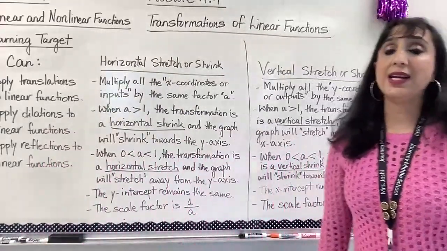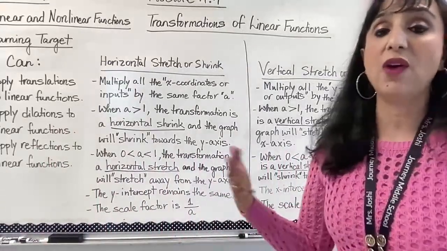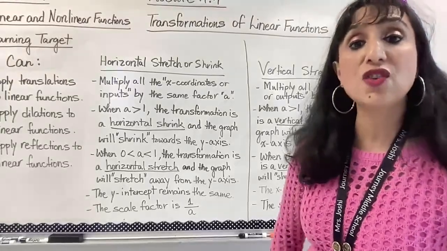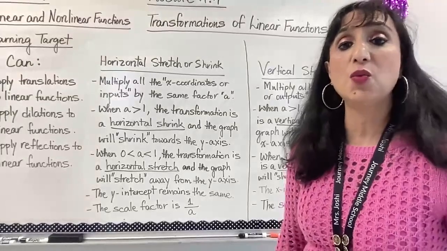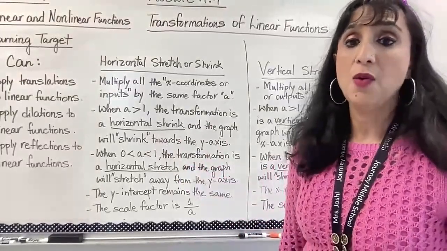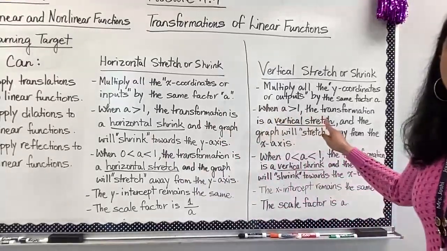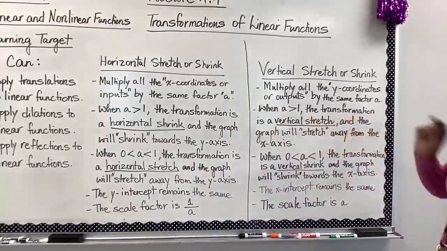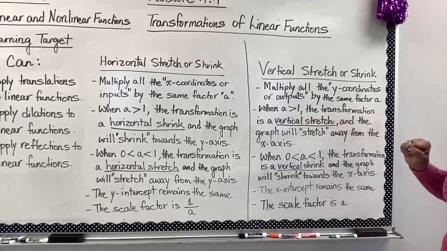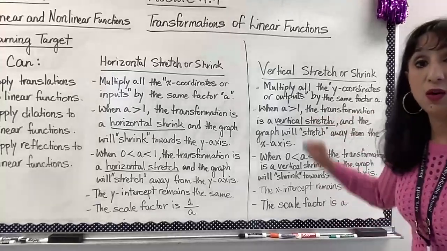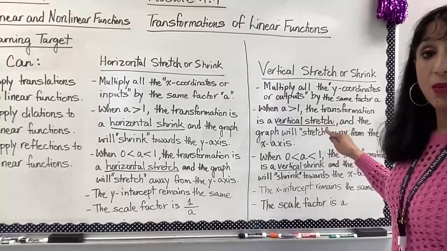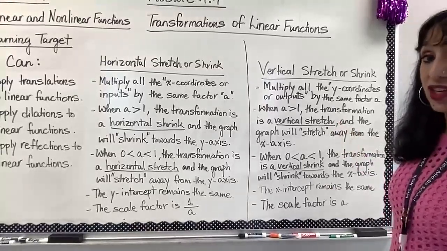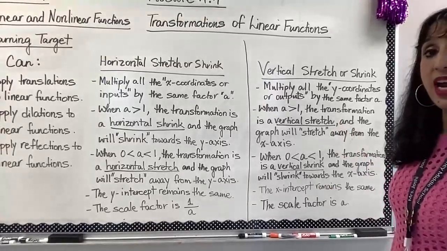Now, let's look at what happens when a is greater than 1 for horizontal. The transformation is a horizontal shrink, and the graph will shrink towards the y-axis. Whereas when a is greater than 1 in the vertical stretch over here, the dilation, then what is happening? Over there, it's not a shrink anymore. When a is greater than 1, the transformation is a vertical stretch, and the graph will stretch away from the x-axis.